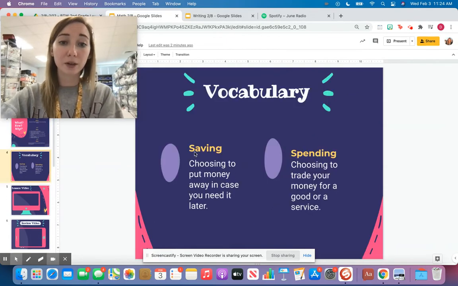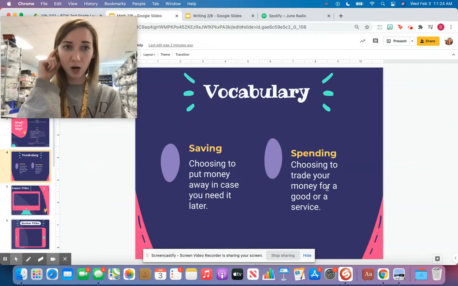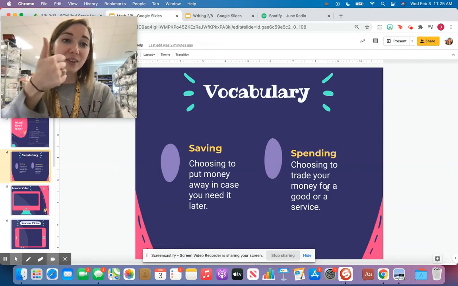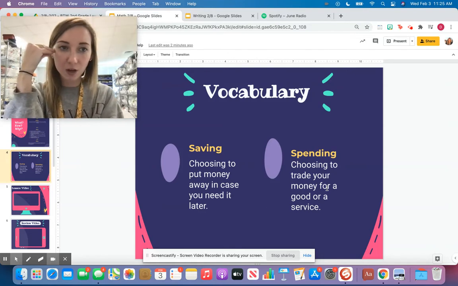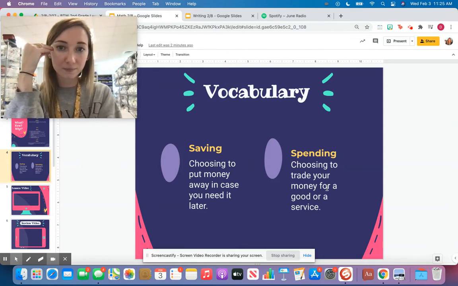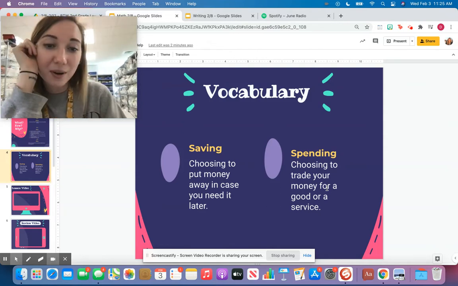So our vocabulary today, saving and spending. Thumbs up if you've heard those words before. Oh my goodness. A lot of us have heard those words before. That's awesome. So can you talk to the person next to you about what you think saving money means? What do y'all think that means? Oh my goodness, thank you for participating.